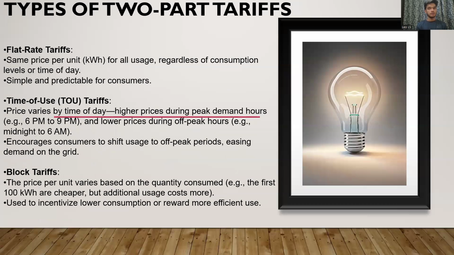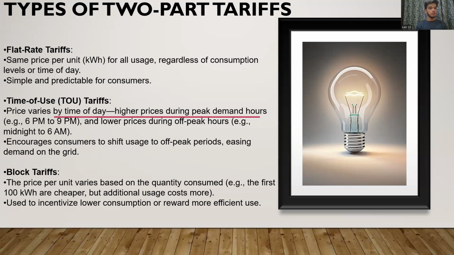Types of two-part tariffs. Flat rate tariffs. Same price per unit for all usage, regardless of consumption levels or time of day. Simple and predictable for consumers. Time of use tariffs. Price varies by time of day. Higher prices during peak demand hours, example 6 p.m. to 9 p.m., and a lower price during off-peak hours, example midnight to 6 a.m. Encourages consumers to shift usage to off-peak periods, easing demand on the grid.